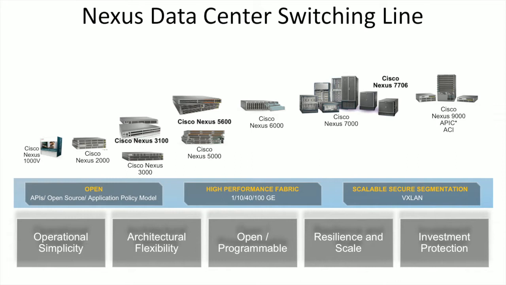So first, we have to look at the full Nexus data center switching line. Here you're seeing everything on the left from Nexus 1000V up to the Cisco Nexus 2000, which is your fabric extender. You've got the Nexus 3000, you've got the 5000, the 6000, the 7000, then you've got the 9000, which provides you that ACI environment. So each of these switches can be integrated into the solution. The Cisco UCS Director fully supports all of these different platforms.